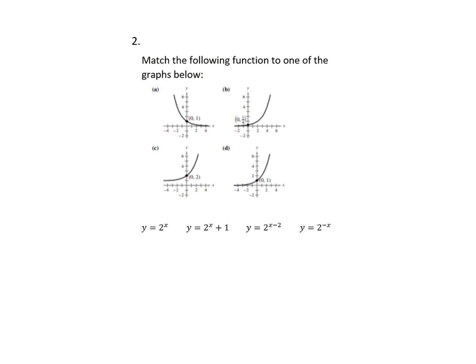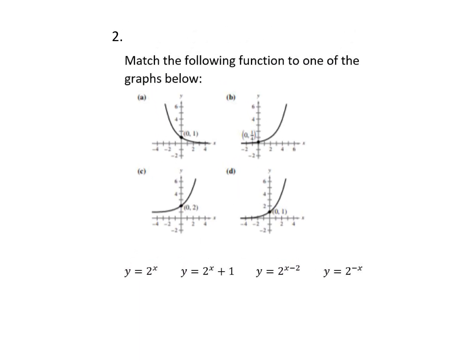Okay, in this question you want to match the graphs to the equations below. So they're all exponential, and they all have base 2, but I do notice that this one here has shifted up. That +1 is going to shift it up 1. So the only graph that's shifted up 1 is this one, so this one's going to be C. Everything else has not shifted up.